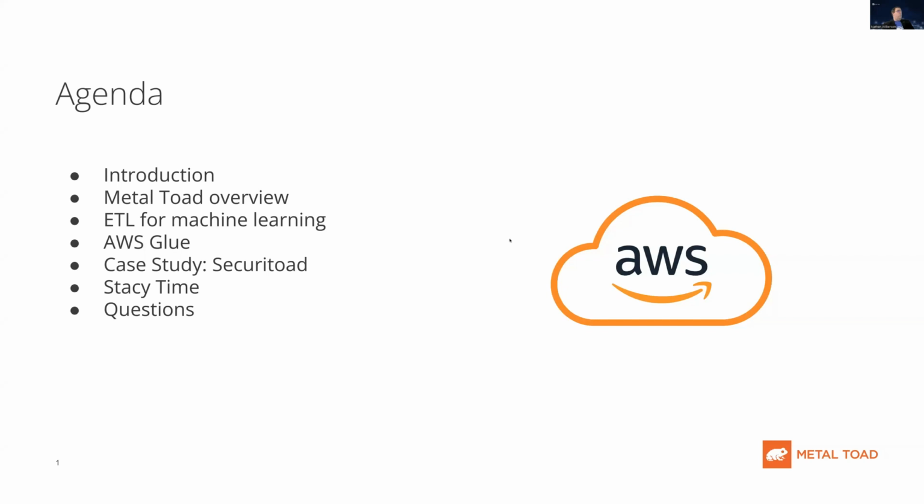So today we're going to go over Securitode very briefly here. Then we're going to dive straight into ETL for machine learning, an overview of AWS Glue, a case study that we have worked on here, and then some time for questions. Stacy's unfortunately out, so we'll have Joaquin here for answering some questions on POC, and then questions at the very end for everyone.